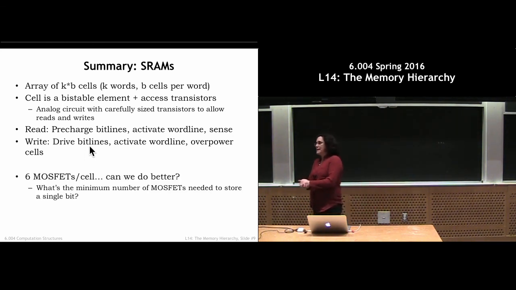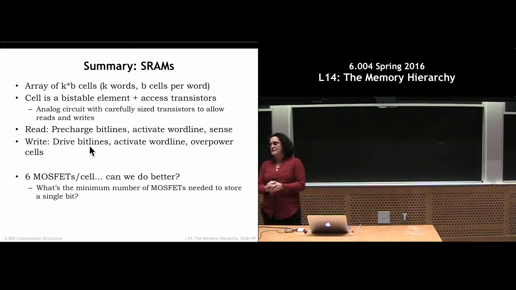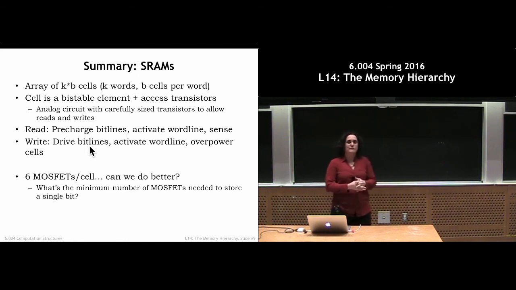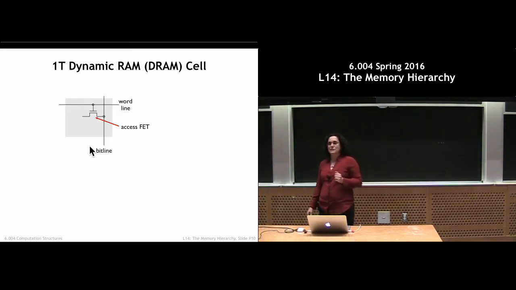Okay, so that's SRAMs. Now, each of these SRAM cells, however, requires 6 MOSFETs. So we want to ask ourselves, can we do any better than that? What's the smallest number of MOSFETs that we could use in order to still store a value? Any guesses? So let's try to see if we can do it with 1, okay?